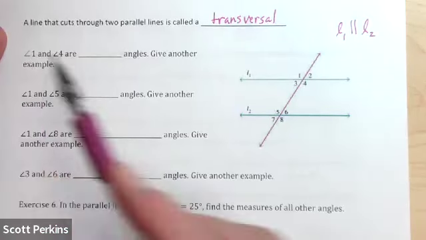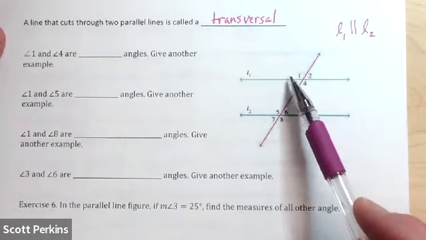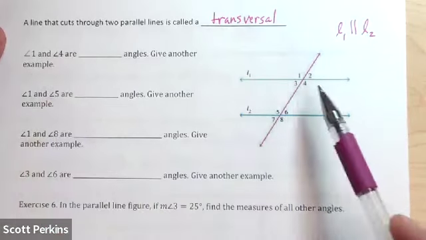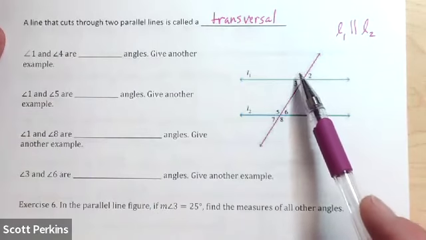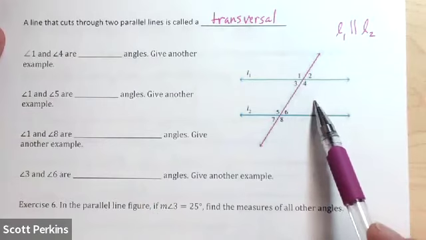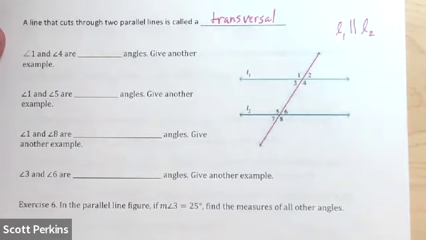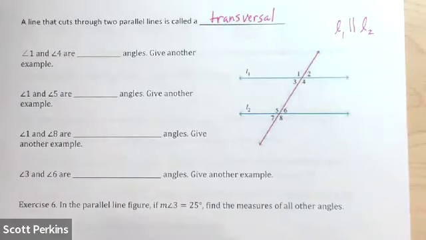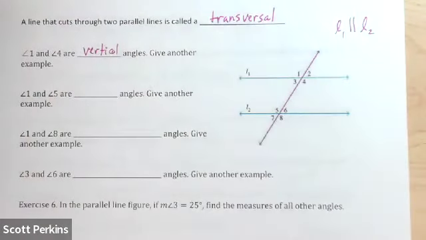So angle one, this angle right up here, that obtuse angle one and angle four. Now, angle one and angle four, this is not particular to parallel lines, but I included it here as a good example. Notice angle one and angle four are directly across from each other. They share a vertex. Do you see that? You understand that? When you have angles of that relationship that share a vertex and are directly across from each other, they are called vertical angles. And they are equal angles.